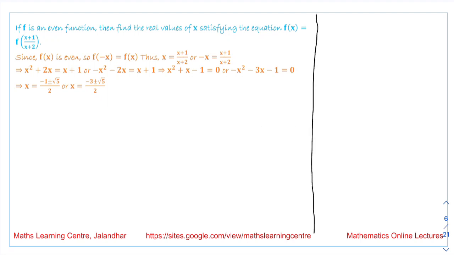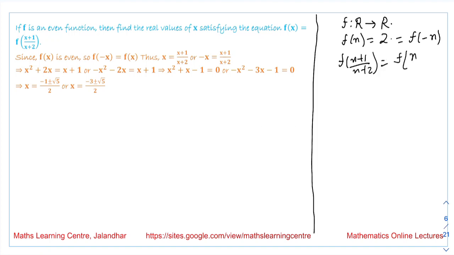Suppose the function we are considering is f from R to R, and the definition of f(x) we are writing is the constant function 2. Clearly, this is equal to f of minus x. It is a constant function, and it also satisfies the equation: f of (x plus 1) over (x plus 2), plus f of x, is equal to 2. So this function satisfies this. It is an even function and it is satisfying this functional equation for all x belonging to R. But this is for this particular function f(x) equal to 2.